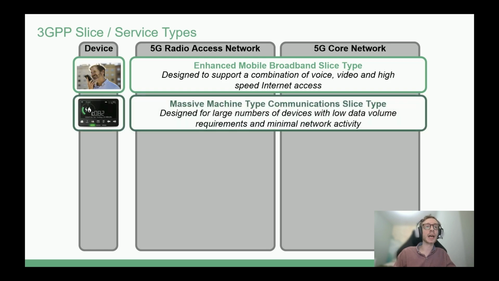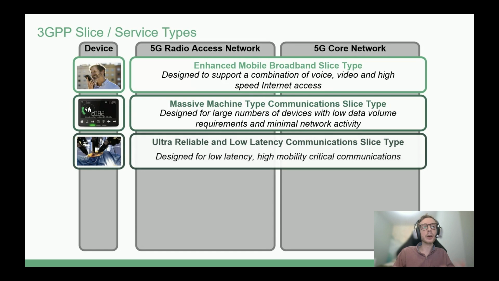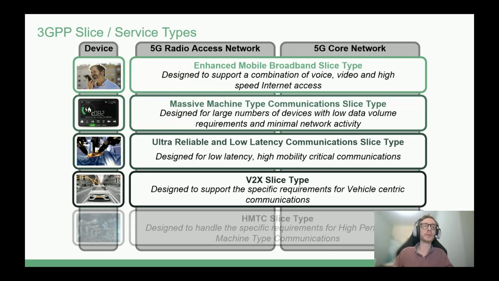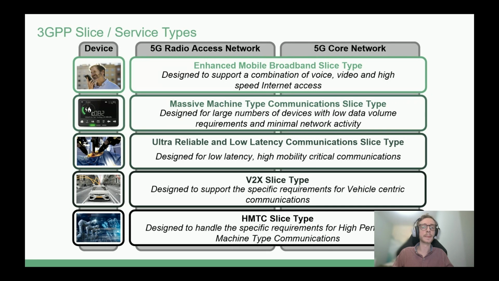We have a massive machine type communication slice type, and an ultra reliability and low latency communication slice type, and that's designed for the low latency and high mobility critical communications. We have a V2X slice type that can support vehicle to infrastructure, vehicle to vehicle, for example. And finally, we have high performance machine type communications. Now, these aren't necessarily required to be implemented by mobile service providers, but these are some recommendations that have been standardized. So each of these different slices could utilize one of these different SSTs to support the service that it's providing.